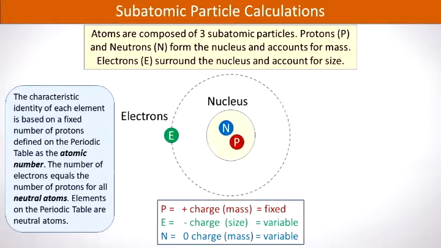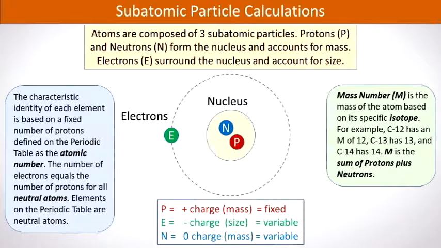The characteristic identity of each element is based upon a fixed number of protons, defined on the periodic table as the atomic number. The number of electrons equals the number of protons for all neutral atoms. Elements on the periodic table are neutral atoms, and therefore the number of protons and electrons of each element on the periodic table are equal.